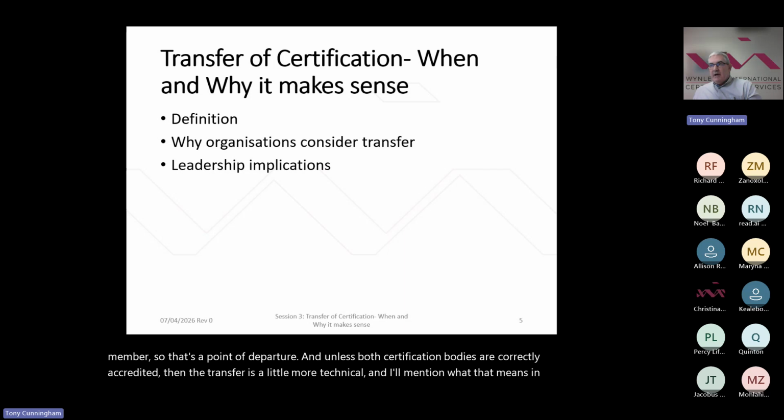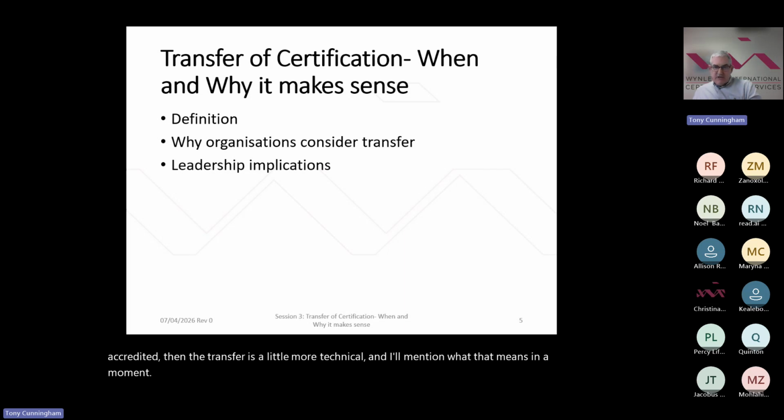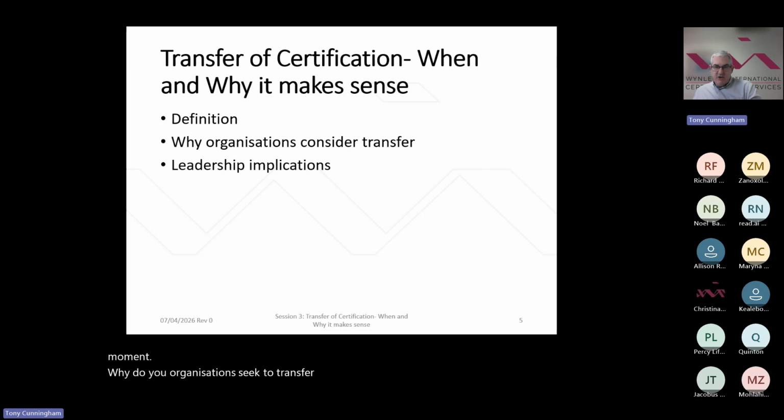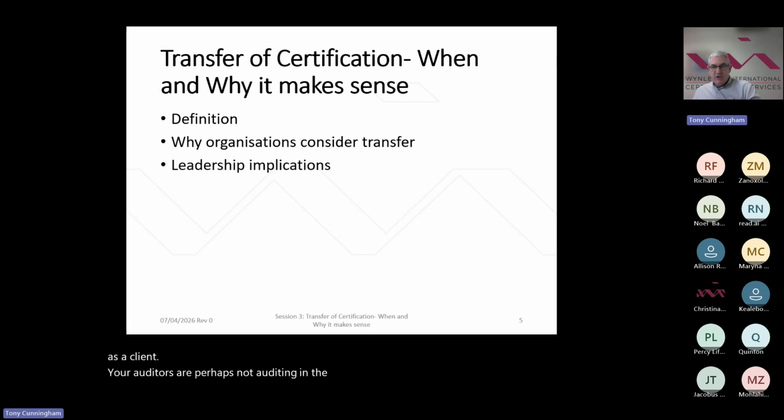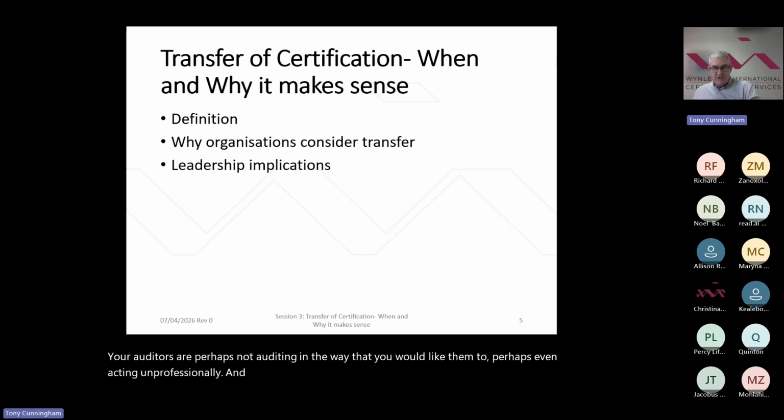Why do organizations seek to transfer? Well, from my experience, it is usually a reactive decision, typically where the kind of service that's being offered is undesirable and unacceptable to you as a client. Your auditors are perhaps not auditing in the way that you would like them to, perhaps even acting unprofessionally, and there should be arrangements to deal with that.